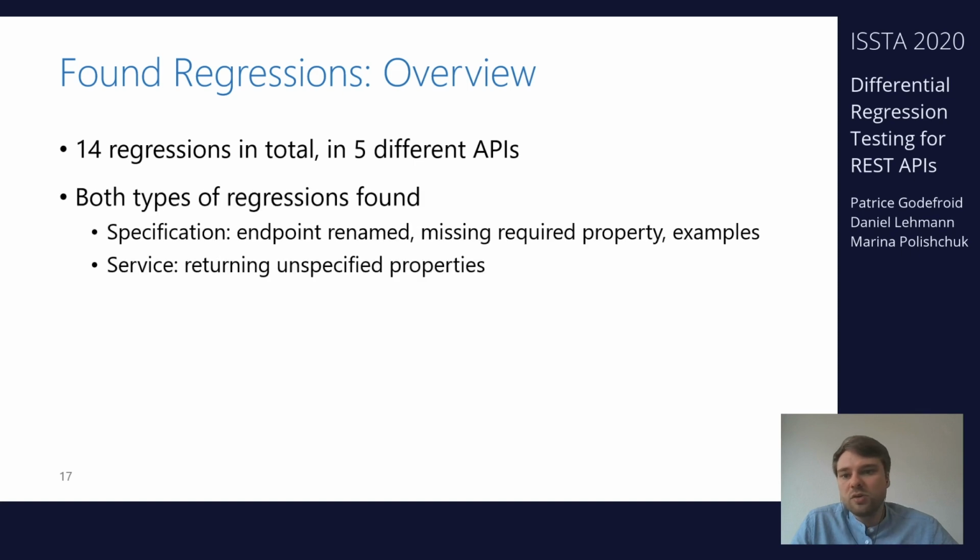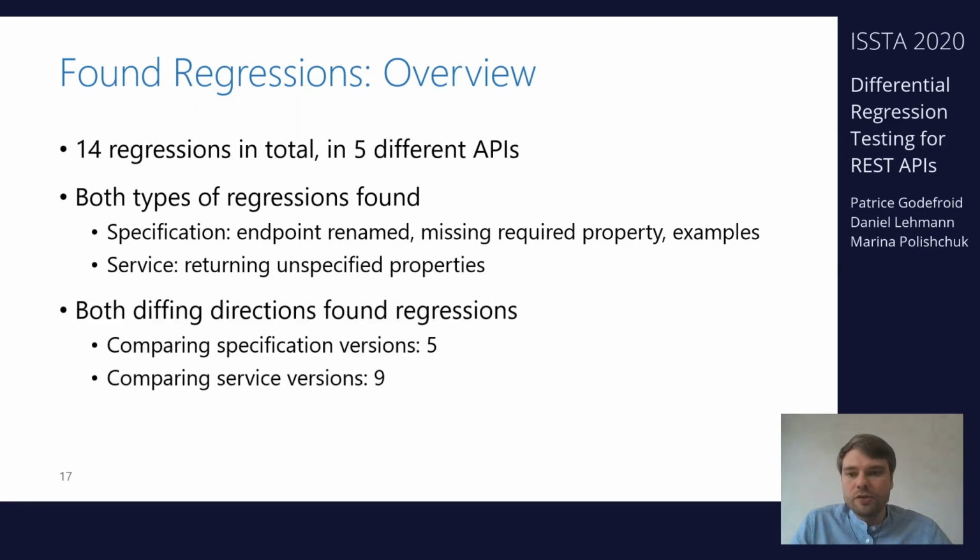And we saw also that there were both types of regressions in our findings. So we had some regressions in specifications, for example, where a previously specified endpoint was renamed and no longer available to third-party implementers of the specification. And we also found service regressions where the service, for example, returns properties that are not specified and thus could break clients when they try to parse this response.